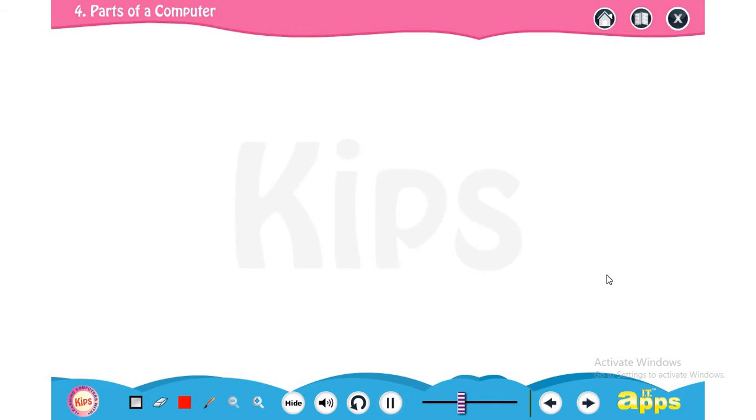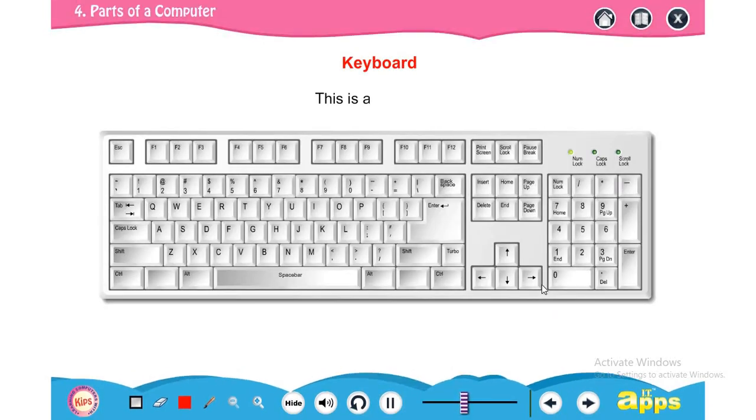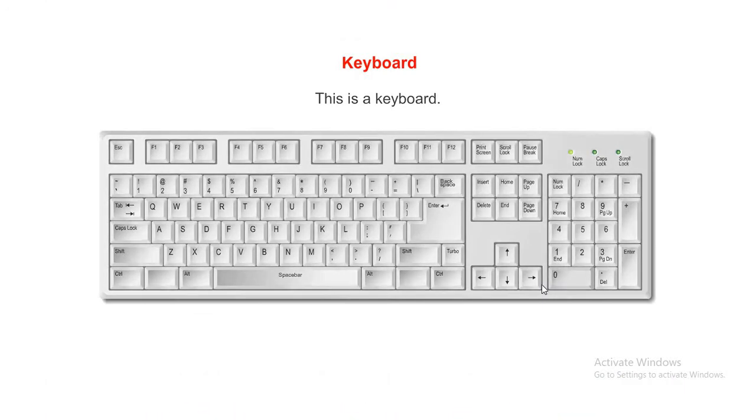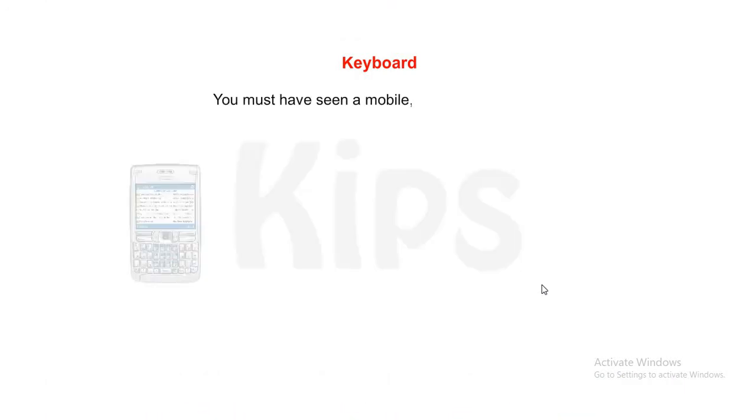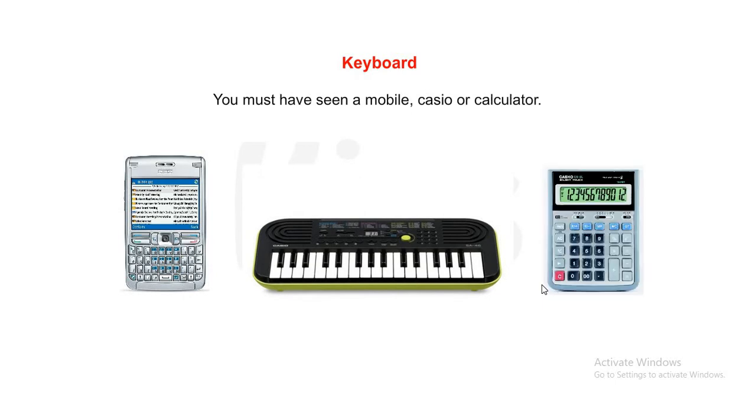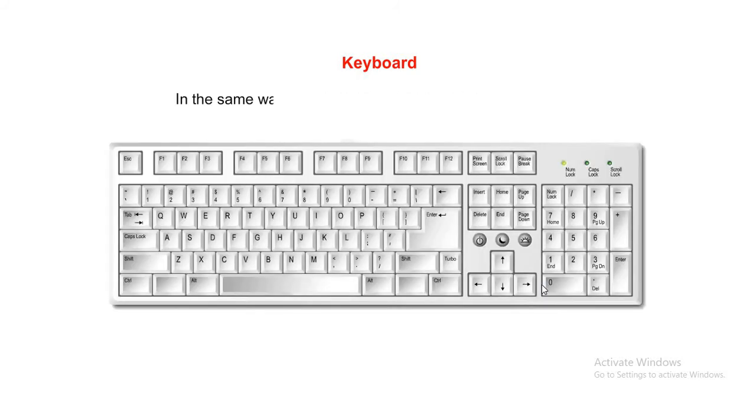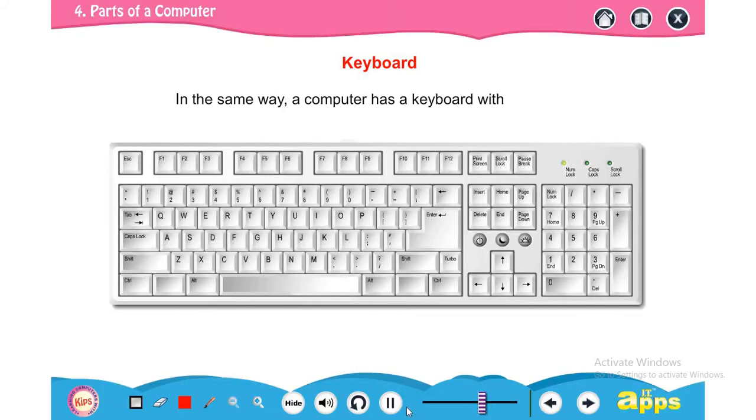Okay, children, let us now understand what a keyboard is. This is a keyboard. You must have seen a mobile, Casio, or calculator. Do you find anything common in them? Yes, all of them have a keypad with many keys. Each key has a different function. In the same way, a computer has a keyboard with many keys.